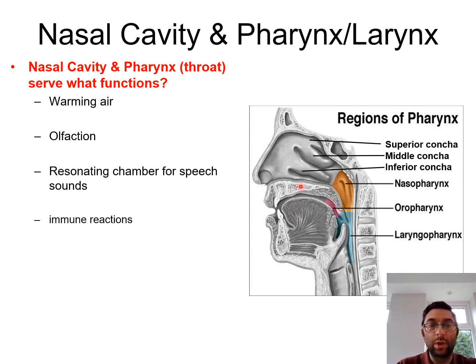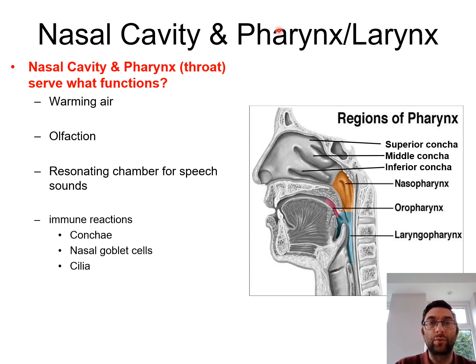It also is involved in immune function. So within the nasal cavity, there's a number of different structures. Firstly, we've got these conchae, which are these irregular processes here. You've got three main ones: the superior, middle, and inferior conchae, or concha. Sometimes you see it spelled AE, sometimes it's just spelled with an A. Both the same thing.